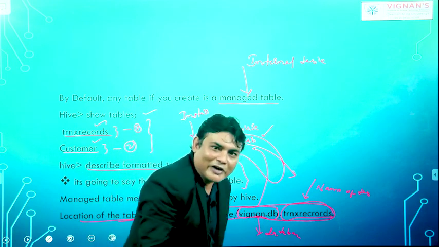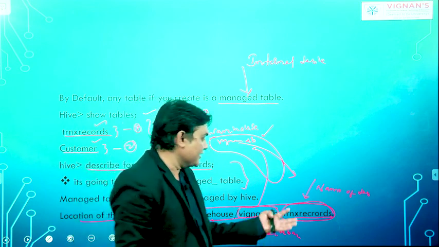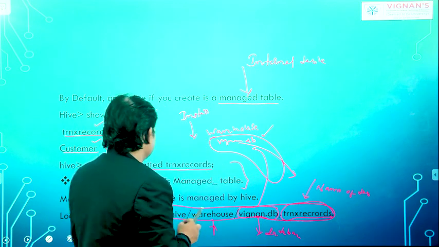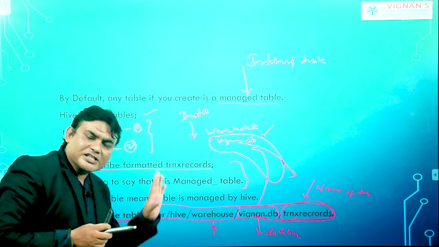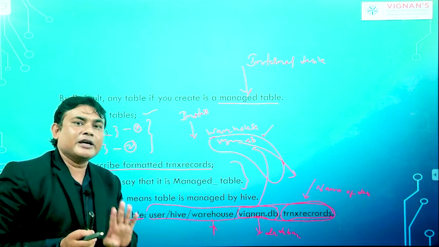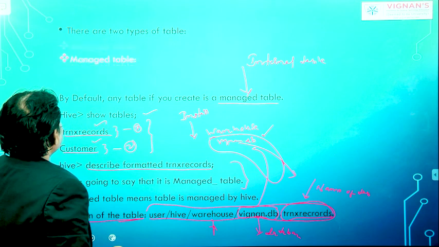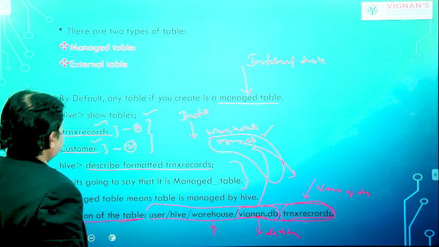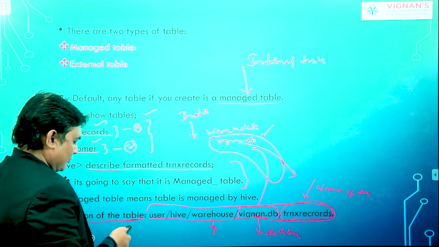Inside the table what can you find? We can find a file, you can find the data inside these tables. So this is the managed table. The managed table is managed by Hive. By default we get the internal table, which is called a managed table. So there are two kinds of tables, managed tables and external tables. Here you are talking about the managed tables only.